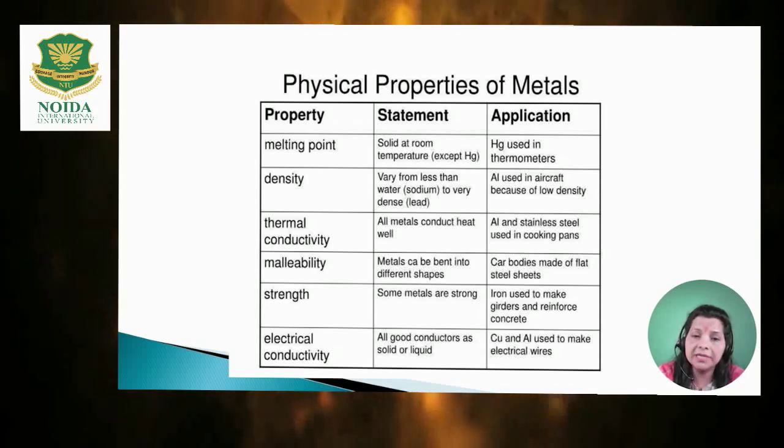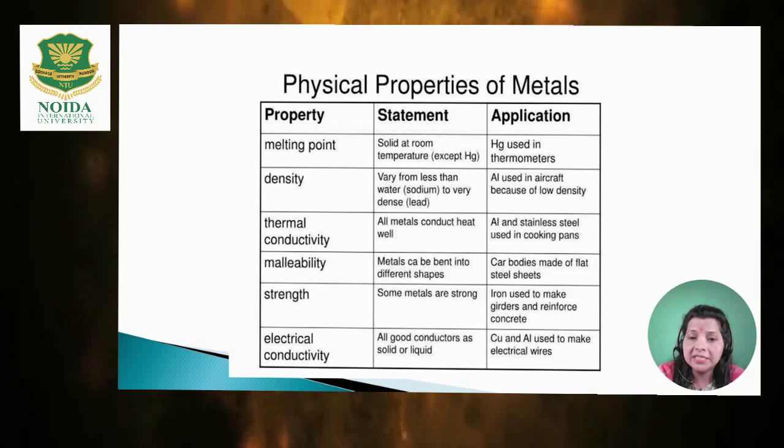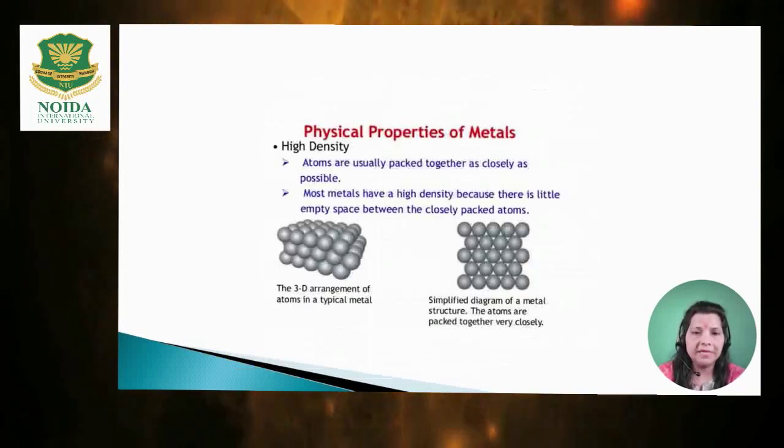Then the strength: some metals are very strong in nature. Iron is used to make girders and reinforce concrete because it has very strong strength. Then electrical conductivity: all good conductors are solid or liquid. Copper and aluminium are used to make electrical wires because they are very good conductors and cheap in cost, right? So all these were the physical properties of metals.